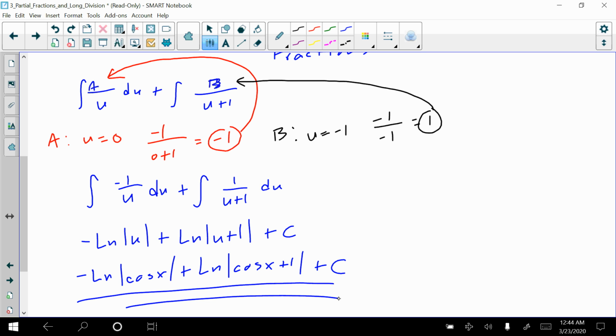And if we really wanted to, we could use properties of logarithms to condense that a little bit, but I don't see the need to do so. So that is U substitution with our partial fraction integration.